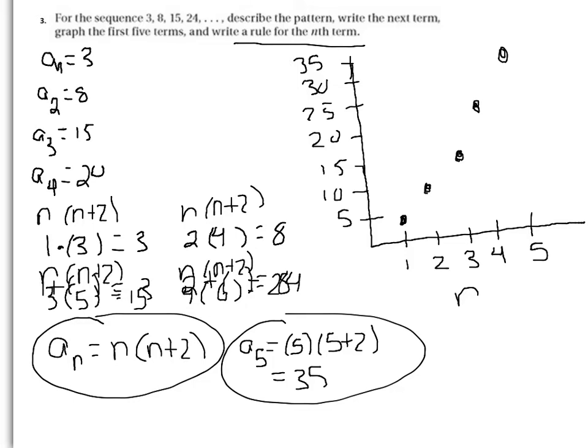Okay, so let's look at another one. Same directions. 4, 8, 12, 16. So 1 plus 3 is 4. Is 2 plus 3 8? No, so we can't. So look at multiplication. So ask yourself, 1 times what equals 4? 2 times what equals 8?